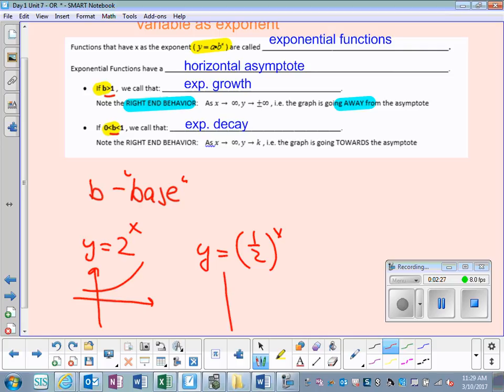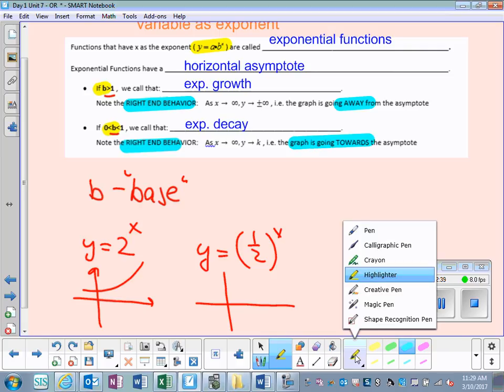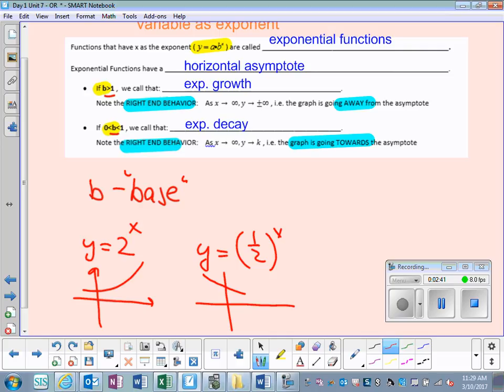But for the decay, on the other hand, as we look at the right-hand behavior, you will see the graph going towards the asymptote. So for this kind of function, you'll see something like this. On the right, my graph goes closer and closer to my asymptote. So it depends on where the arrow is. Well, not arrow, like here, right? So on the right, always just the right-hand behavior.